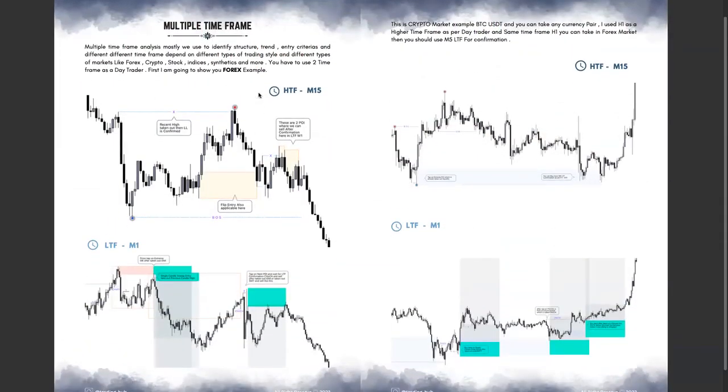Multiple time frame analysis. So this is in front of you, multiple time frame analysis. Look at how it actually works. First, identify the higher time frame POI and inducement. And then switch into the lower time frame and then sell. Simple.